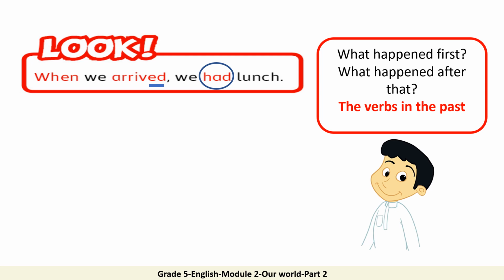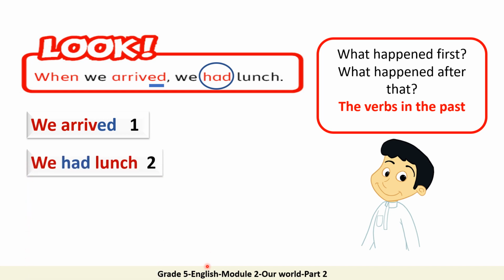Well, let's read the sentence in the lookbox. When we arrived, we had lunch. Can you tell me what happened first and what happened after that? Remember, both actions happened in the past, and both verbs here are written in the past form. Look at arrived and had. They are both in the past form of the tense. Now it's your turn to think and tell me what happened first and what happened after that. Very good. First we arrived, then we had lunch.